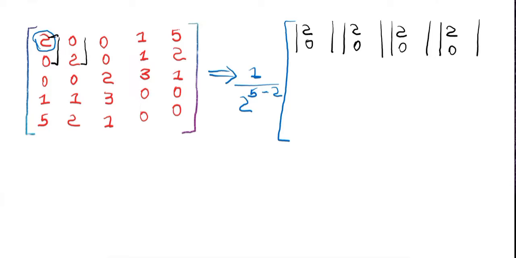Then in the column, we'll write this as 0, 2. Then for the next one as 0, 0. Then 1, 1 and 5, 2.